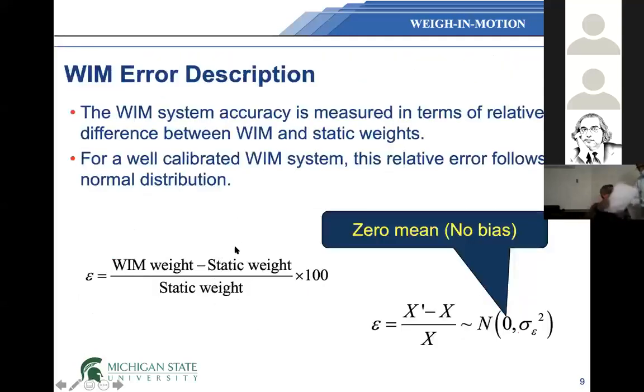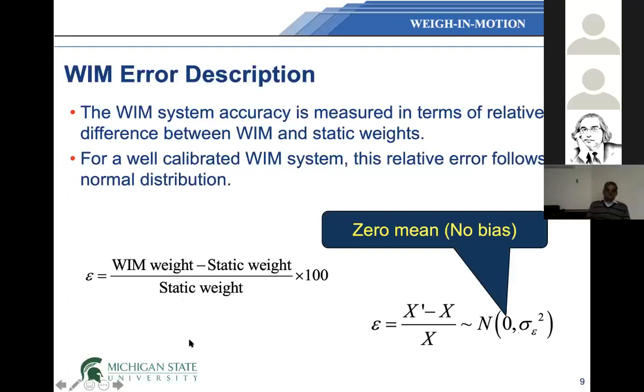Now, how we measure error is the relative error between the static weight and the WIM weight. When we do calibration, we measure the single, tandem and gross vehicle weight, or if you have a tridem, you can measure that on a static scale, because static has a very good accuracy of less than 1%. So that is our truth, and we want our WIM weight to be close to that static weight. If those two weights are close, we have minimized the error, right? That's what we want to achieve in calibration. We want a relative error which is really small, and I will show you what limits we use in the US for this type of error.